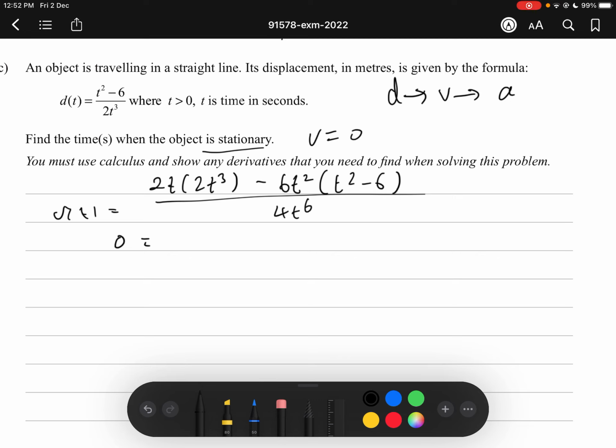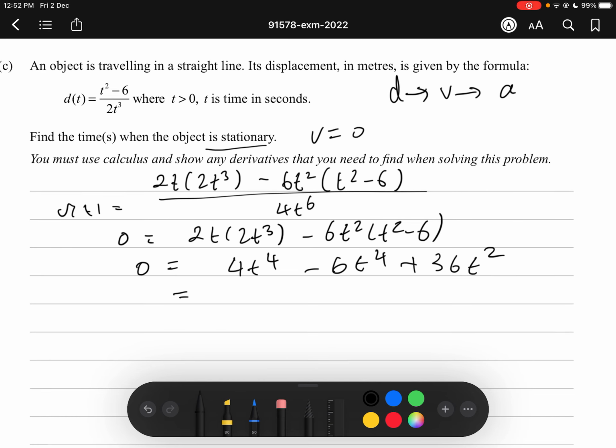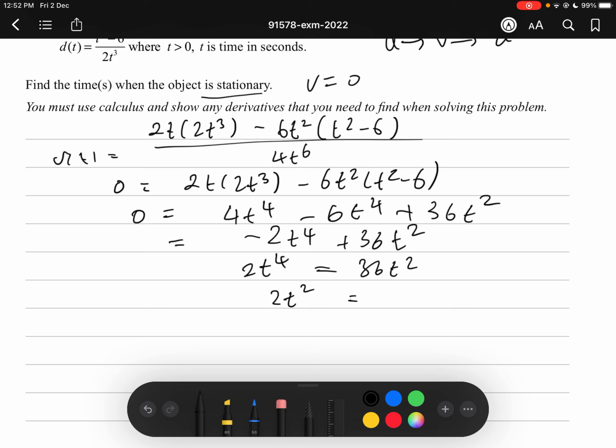So 0 equals 2t of 2t cubed minus 6t squared, t squared minus 6. So 0 equals 4t to the power 4 minus 6t to the power 4 plus 36t squared. So that is equal to negative 2t to the 4 plus 36t squared. And therefore, we can say that 2t to the 4 equals 36t squared. Let's divide through by t squared. So we have 2t squared equals 36.